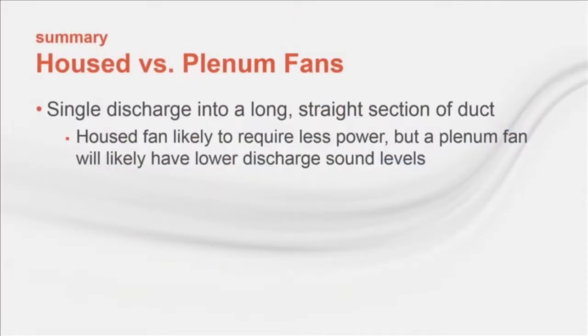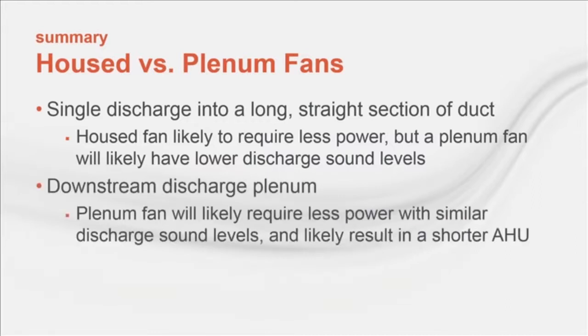When discharging into a single, sufficiently long, straight section of duct that is about the same size as the fan outlet, a housed fan will likely require less power than a plenum fan, but a plenum fan will likely have lower discharge sound levels. If a discharge plenum is added downstream of a housed fan to reduce sound levels or to allow for discharge flexibility, a direct drive plenum fan will likely require less power than a housed airfoil fan, with similar or superior discharge sound levels. Additionally, the plenum fan will likely result in a shorter air handling unit.